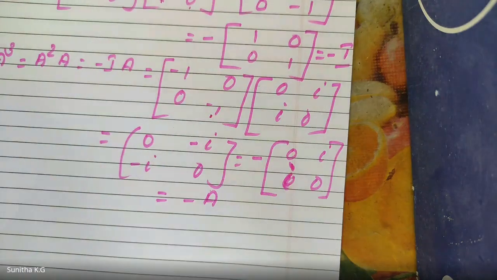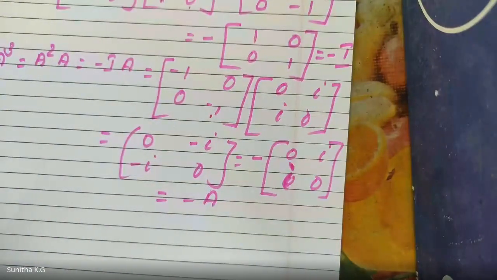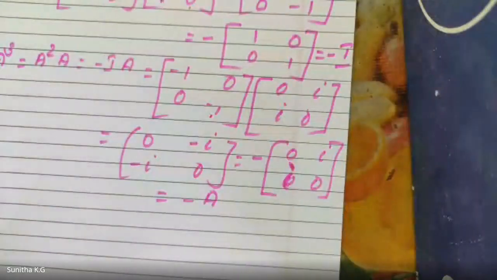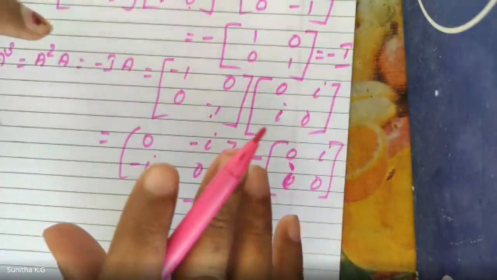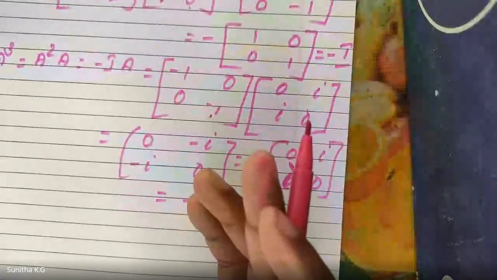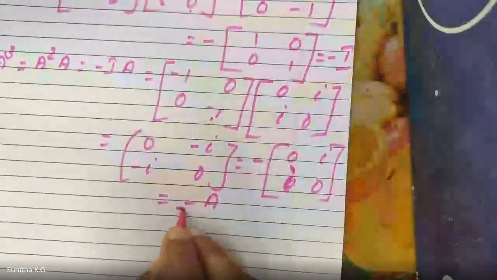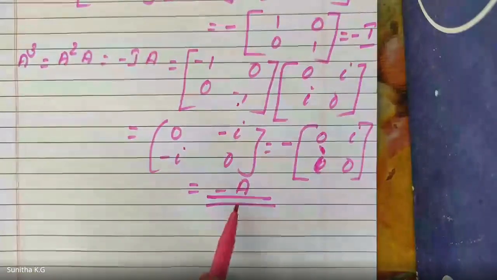Actually, minus I means what is the value? Minus 1. Since we are discussing matrices, we never take the exact value minus 1. We are taking the identity matrix. Just remember like this. So there is no need to find what is I into A by multiplication. Simply I into A is A. So minus I into A is simply minus A. That's enough. So A cube is minus A.